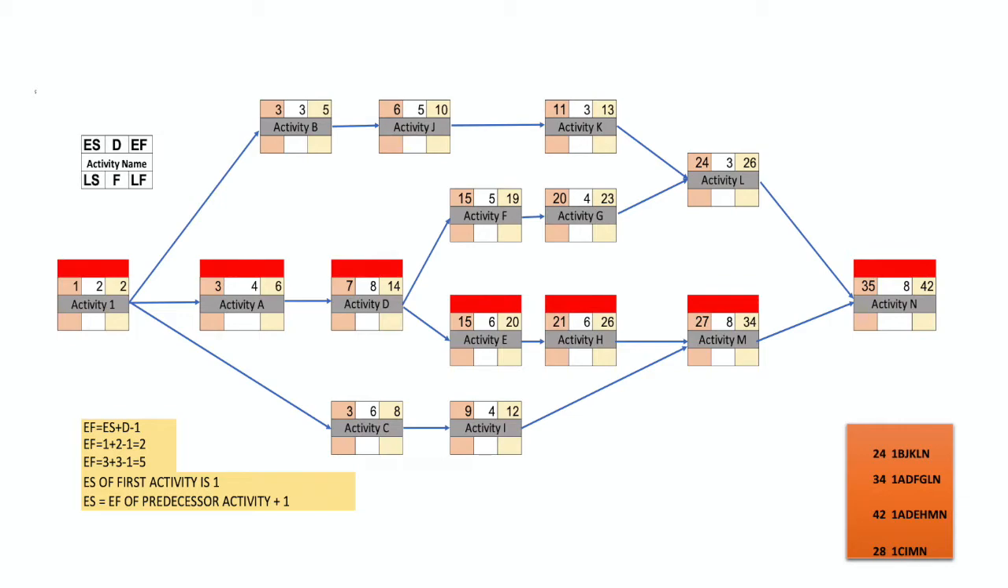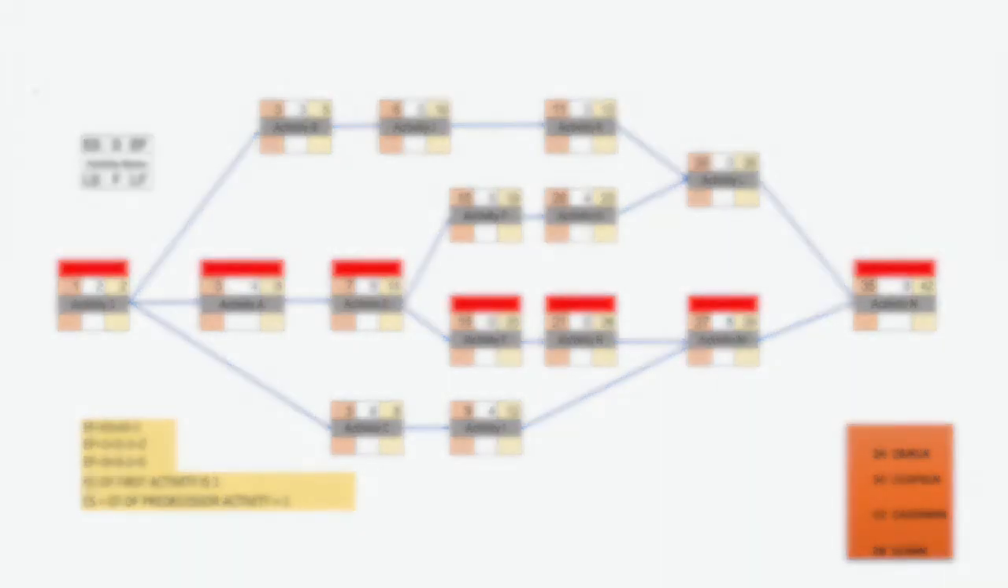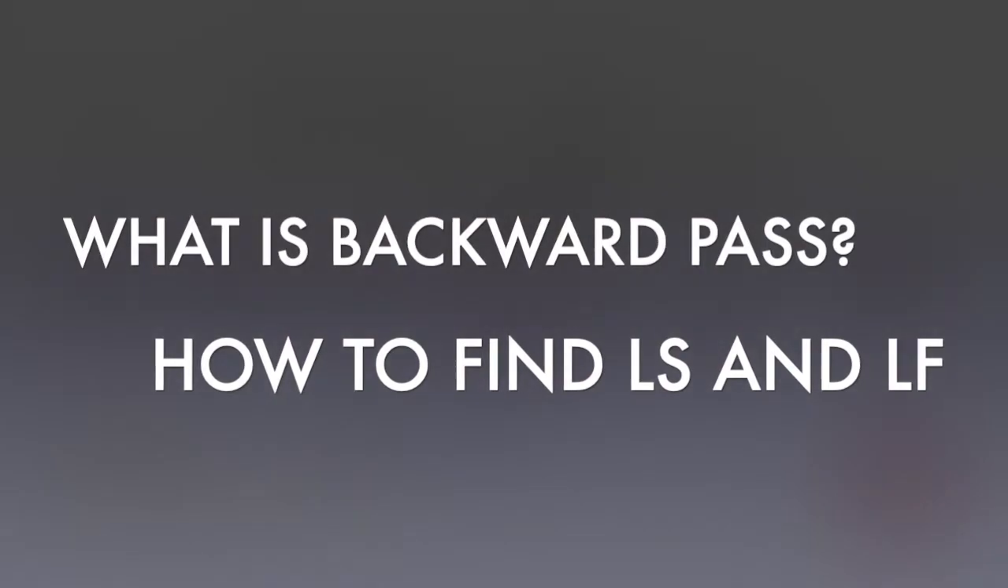Early start of the first activity is always 1, because we cannot start our project on day 0. It has to be project day 1. And the early start of any successor activity will be the early finish of the predecessor activity plus 1. So we use this to find out early start and early finish.